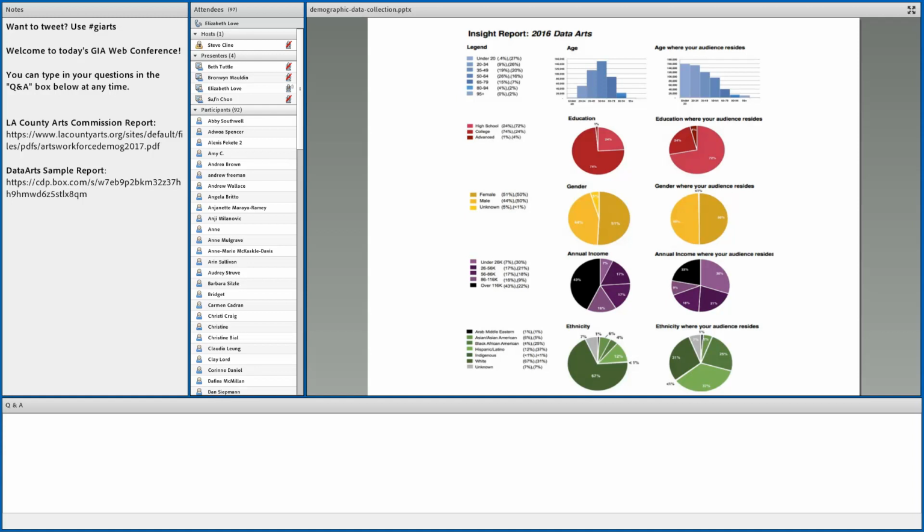And if the pilot transitioned to becoming a standard module within the CDP, a means to track sector-wide progress towards equitable arts engagement over time. Finally, we hope the aggregate data can be used in local policy conversations.